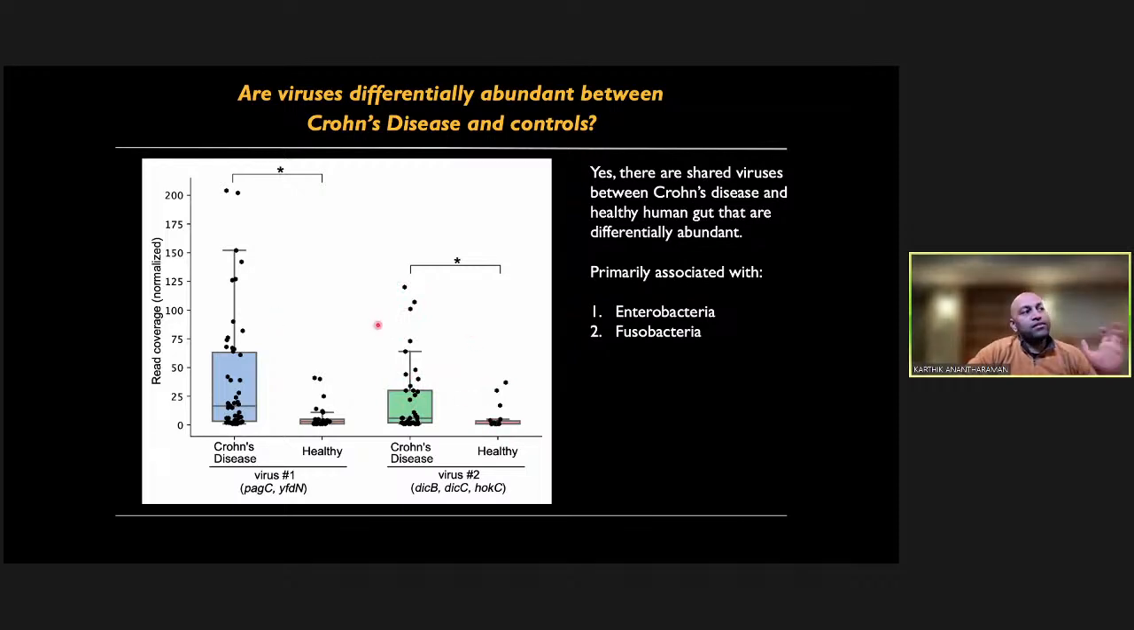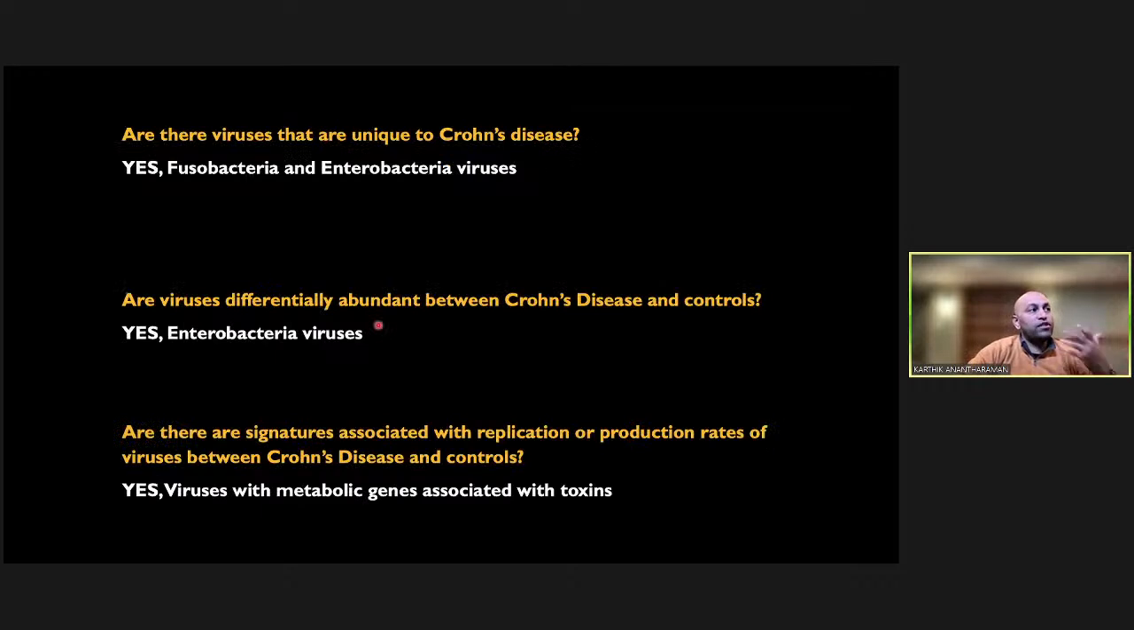And in both cases, these analyses are all statistically significant. So to summarize what we saw with regard to viruses in Crohn's disease, the first question was, are there viruses that are unique to Crohn's disease? And the answer was yes, there are viruses, and these are viruses that infect Fusobacteria and Enterobacteria. Second, are there viruses that are differentially abundant between Crohn's disease and controls?